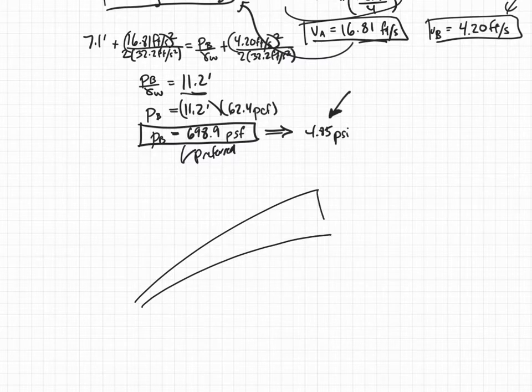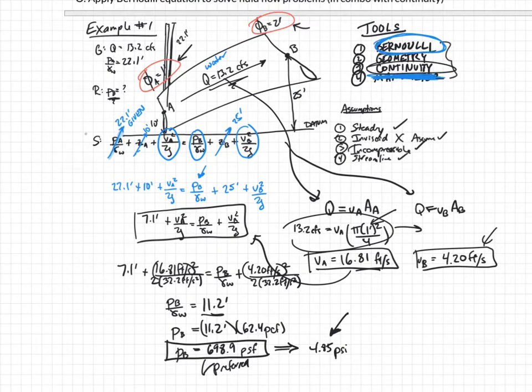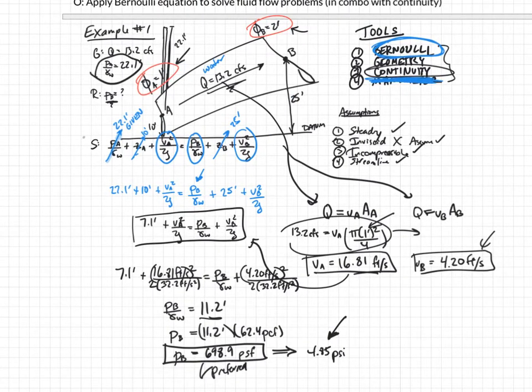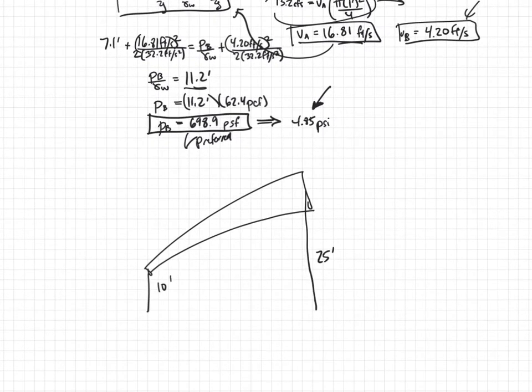And as it goes up, the pipe is expanding. Okay, so the first thing we know is that this is 10 feet and this is 25 feet. So 25 feet, 10 feet. Okay, now we know that we were given PA over gamma water is 22.1 feet. So now we're going to go up another 22.1 feet. So this is PA on gamma water. This is ZA. This is ZB.